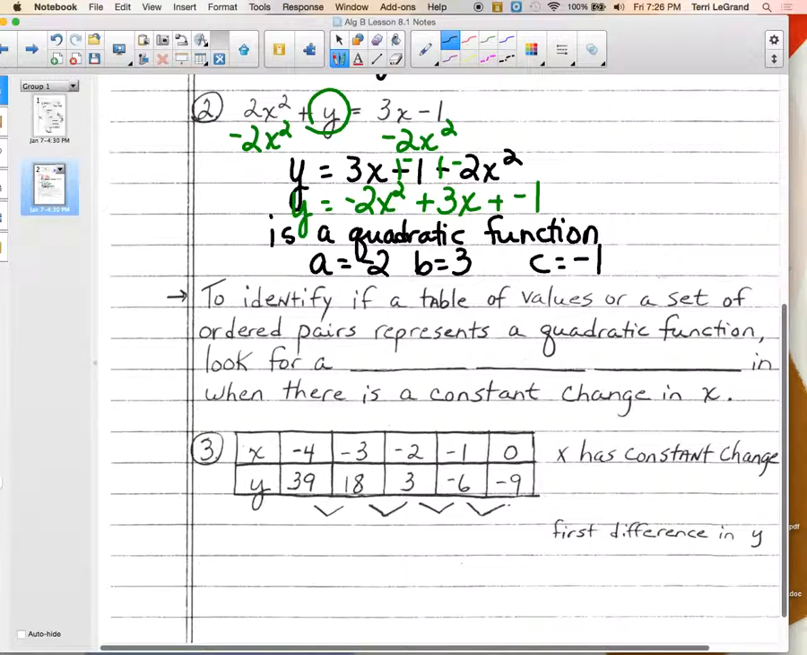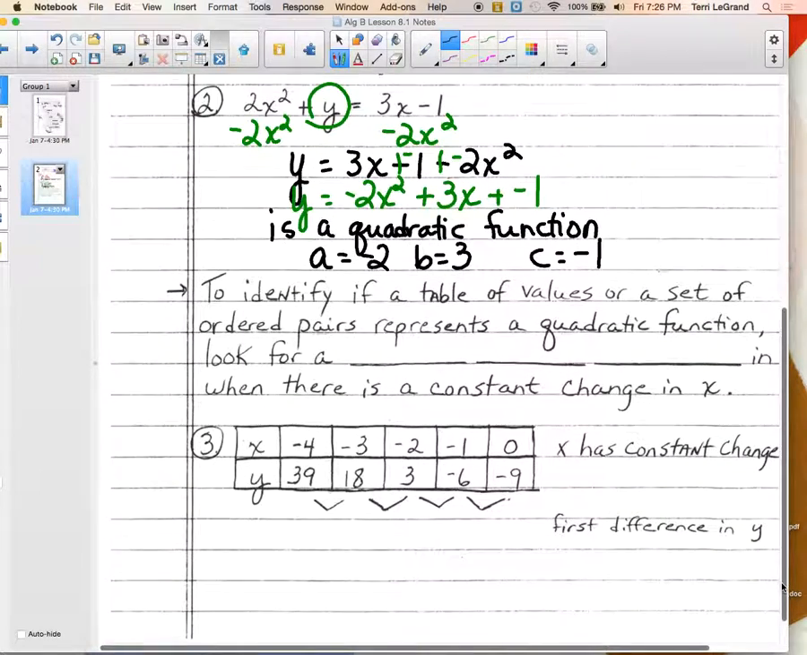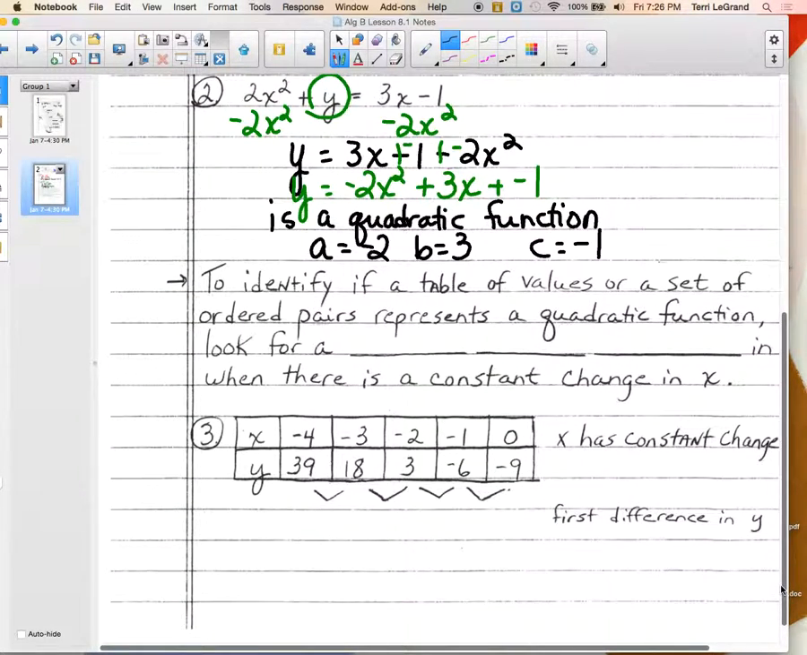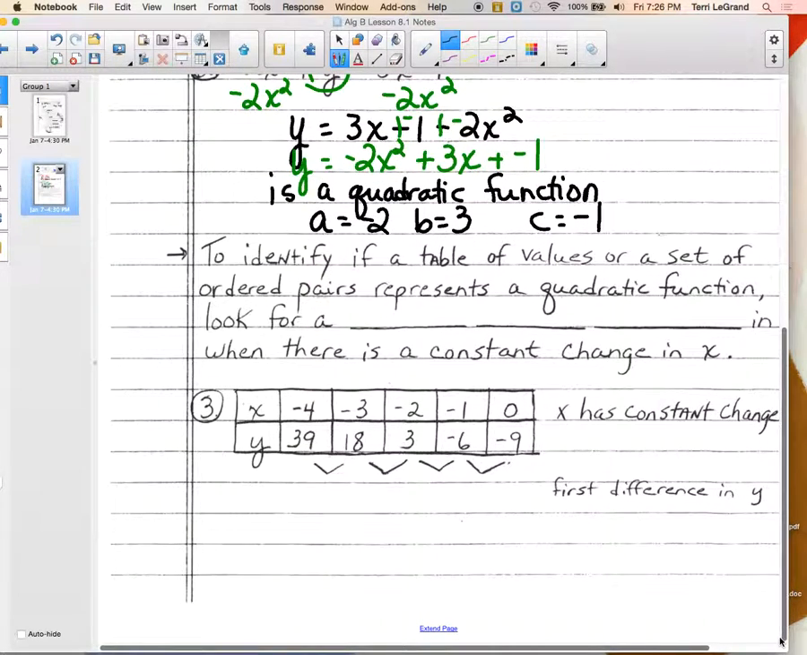So you'll be doing some of that in your homework too. Being able to take a function, rearrange it, get it so it's y by itself, and then decide if the other side, when written in standard form, is of the form y equals ax squared plus bx plus c, where for sure you have to have the ax squared.